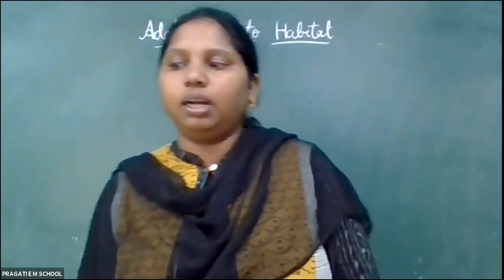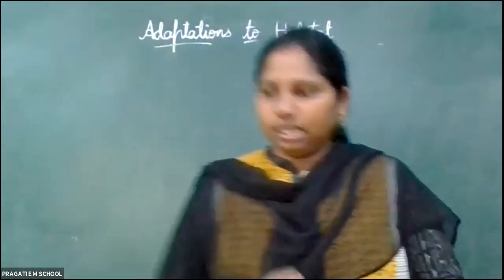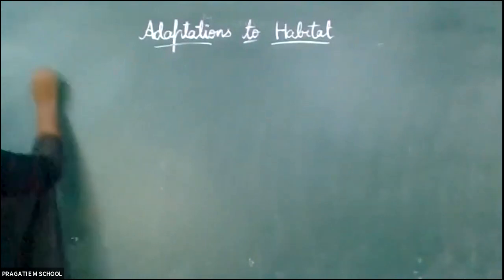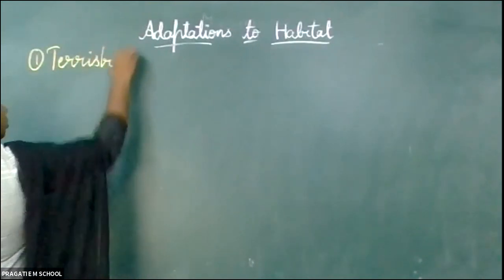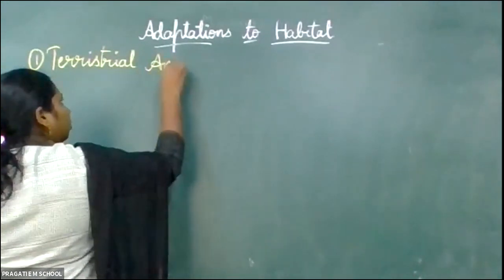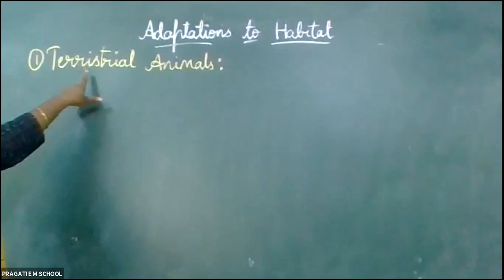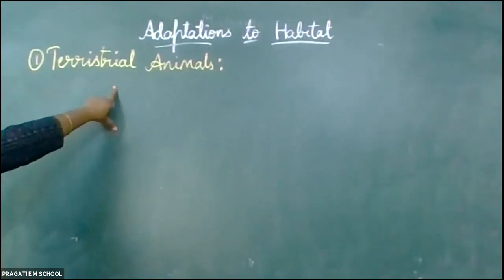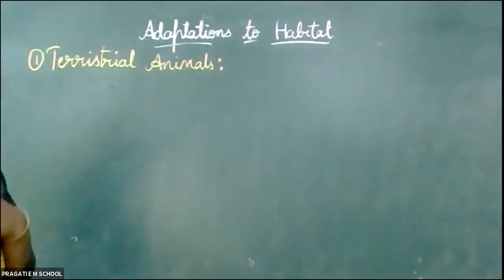So animals are well adapted to live in their habitat. There are some types of habitat, animals which live in different places, children. I will write one by one. You have to note down. First one is terrestrial animals. Okay, children, completed?